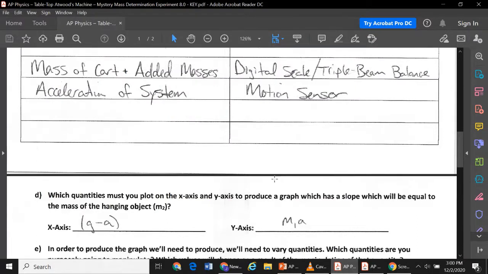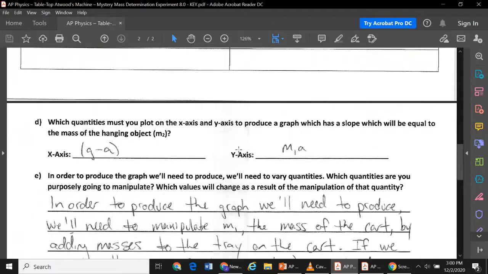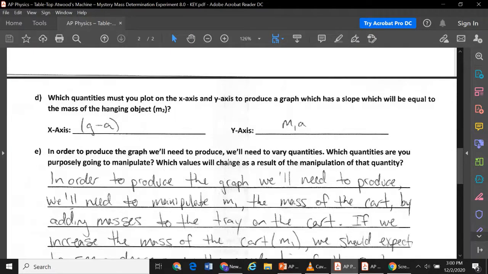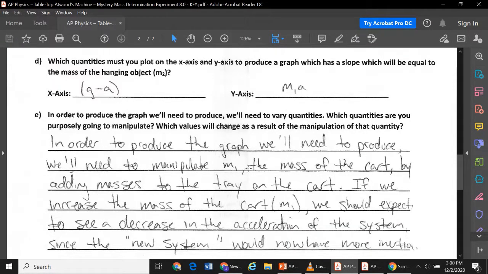And so what I wrote here is, in order to produce the graph that we'll need to produce, we'll need to manipulate M1, the mass of the cart, by adding masses to the tray on the cart. If we increase the mass of the cart, which we're calling M1, we should expect to see a decrease in the acceleration of the system, since the new system would now have more inertia. I hope everybody realizes that.